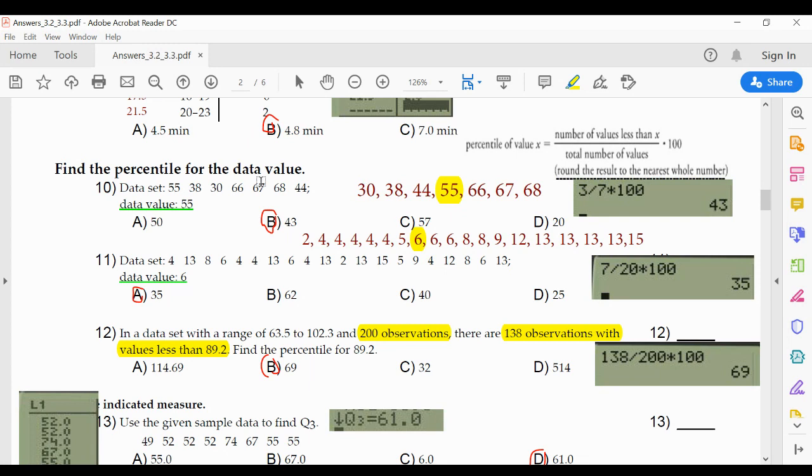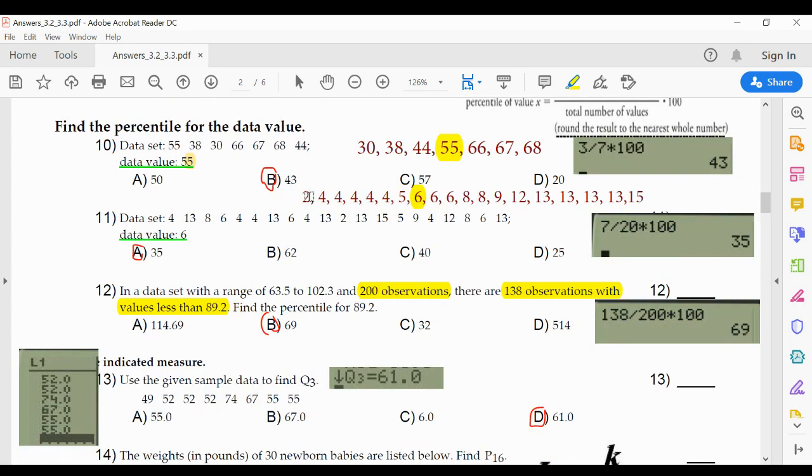Here's the deal. The first thing I needed to do is put these values in order from smallest to largest. My target number is 55. So how many numbers are smaller than 55? Well, there are three: the 30, the 38, and the 44. How many numbers are there total? 7. 3 over 7, as the formula says, multiplied by 100. Now, obviously, what happened here is I came out with 43 to the nearest whole number, rounding off.